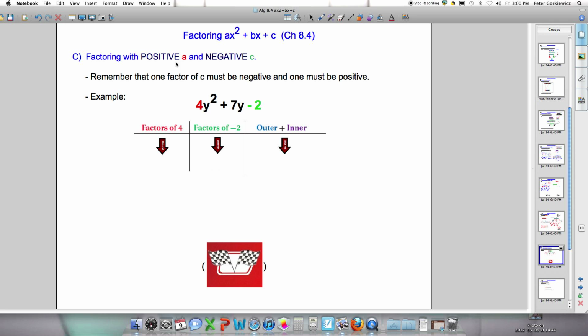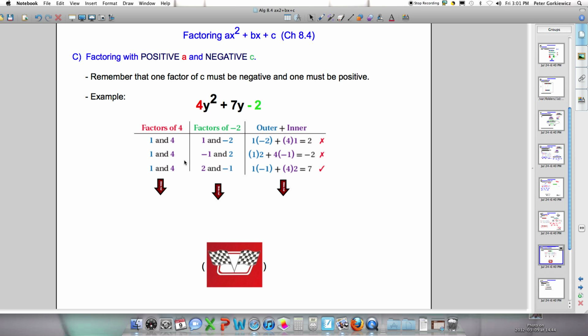Trying to have a positive a and a negative c, right? If this is negative c, one of the factors needs to be negative. So let's find the factors of 4. There's factors of 4, 1 and 4. I think just for efficiency, we didn't put 2 and 2 in. Factors of negative 2, there's a couple. And then you can still make the table work. You can find that 1 and negative 1 is negative 1, and 4 and 2 is 8. And so negative 1 plus 8 is 7, which is the middle term we're going for. So there's our factored form.